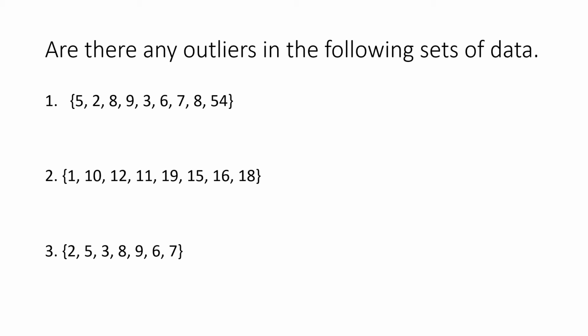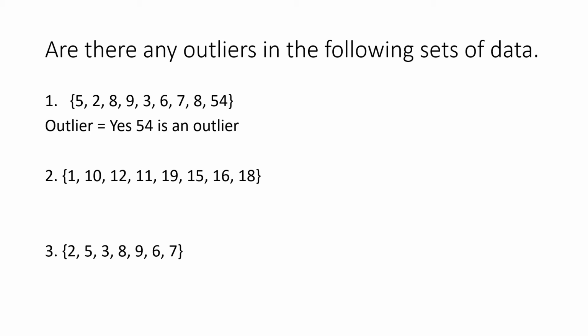If we have a look at the first set of data, 5, 2, 8, 9, 3, 6, 7, 8, and 54, we can see that 54 is abnormally higher than the rest of the data. So we would say that 54 is an outlier.